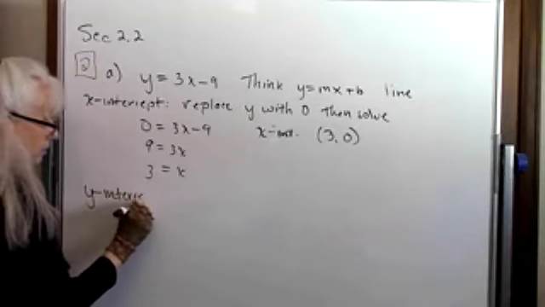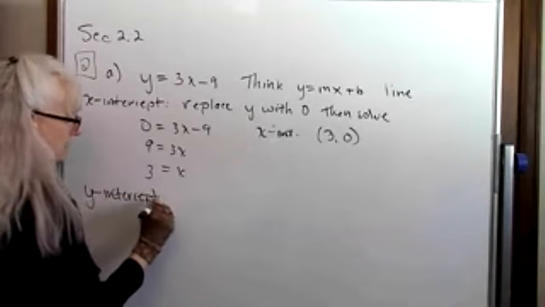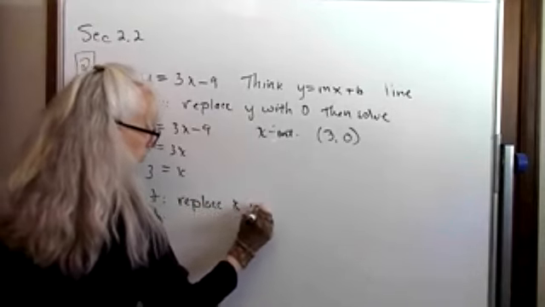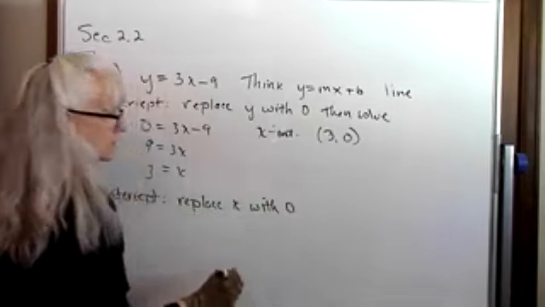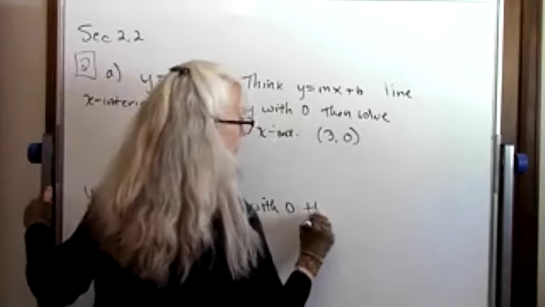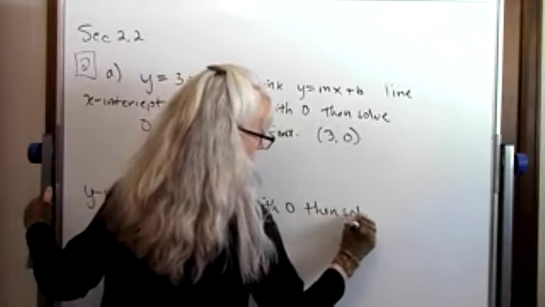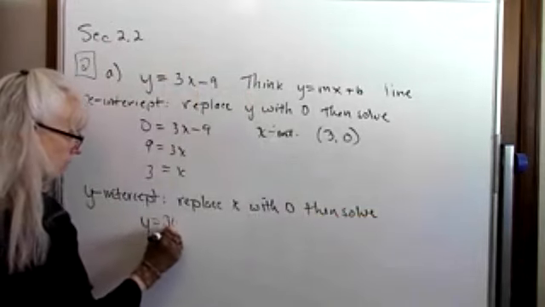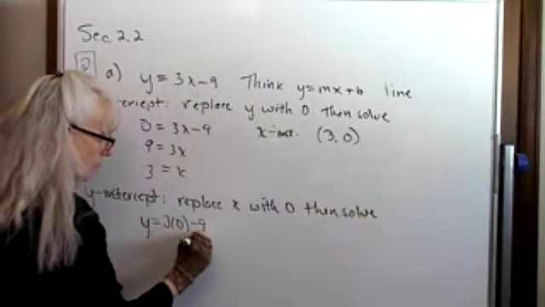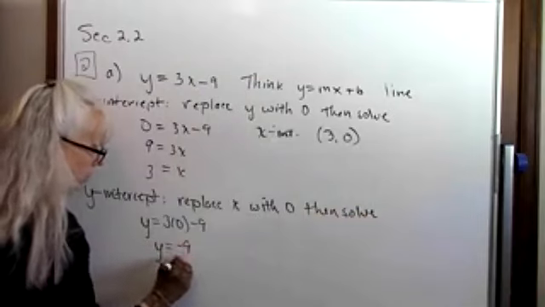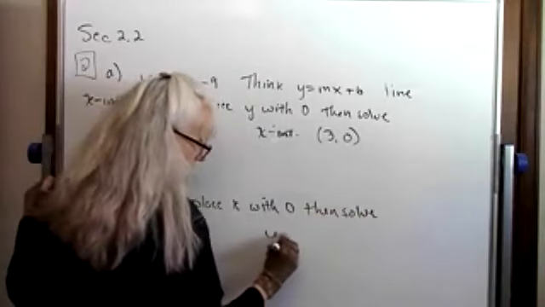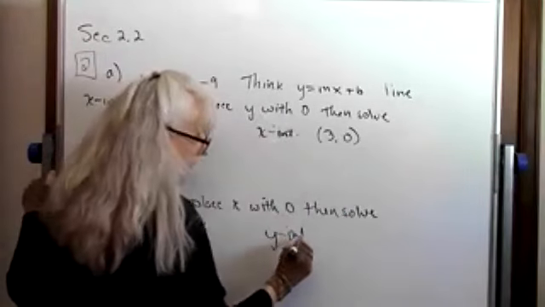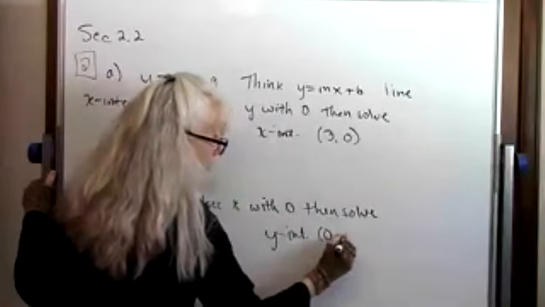So to find the y-intercept, this is where we cross the y-axis. We're going to replace x with 0. And so in our equation, y is going to be equal to 3 times the 0 for x minus 9. So we see that the y-intercept is at -9. In case you didn't catch, INT is what I'll use to abbreviate intercept. So we have 0, -9.